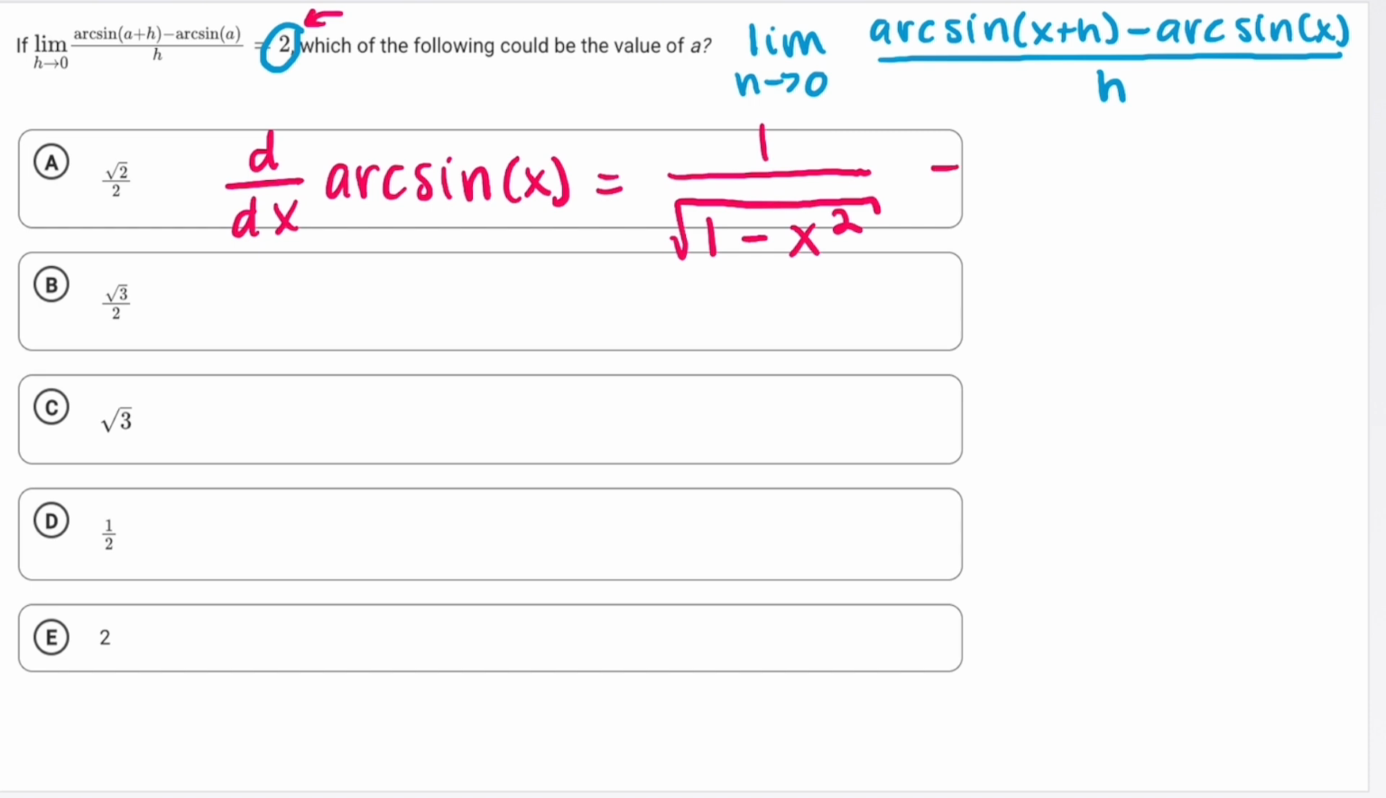Now, I want this to equal 2. So I'm going to have to do some work here to solve this equation, essentially. So I'm going to go ahead first, and I'm going to multiply both sides by the denominator. So that would actually make it 1 equal to 2 times the square root of 1 minus x squared. Then I'm going to divide by 2 on both sides.